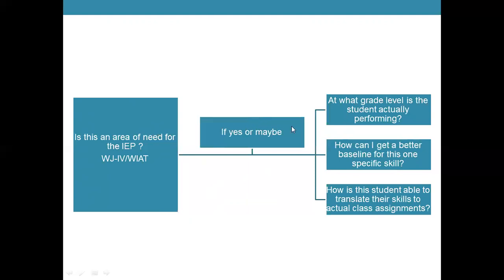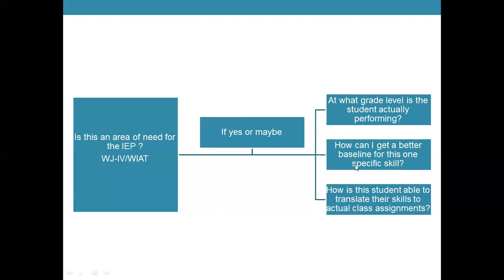So if we're not sure, or if it is clear that they do need support in this area, we're going to do some CBMs and work samples to answer some of these questions to get a better sense of where they are. By using CBMs and work samples, we can see at what grade level the student is actually performing. That helps us know what their instructional level is so that when we are targeting instruction and intervention, we're using appropriate level work and assignments and text. We want to really be meeting them where they are, and so we first need to know where they are so that we can access the right levels of resources.